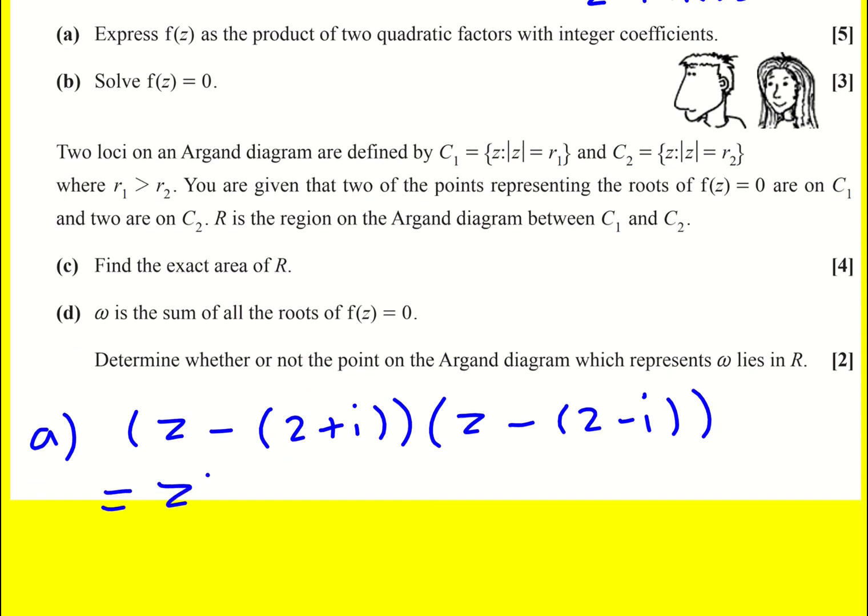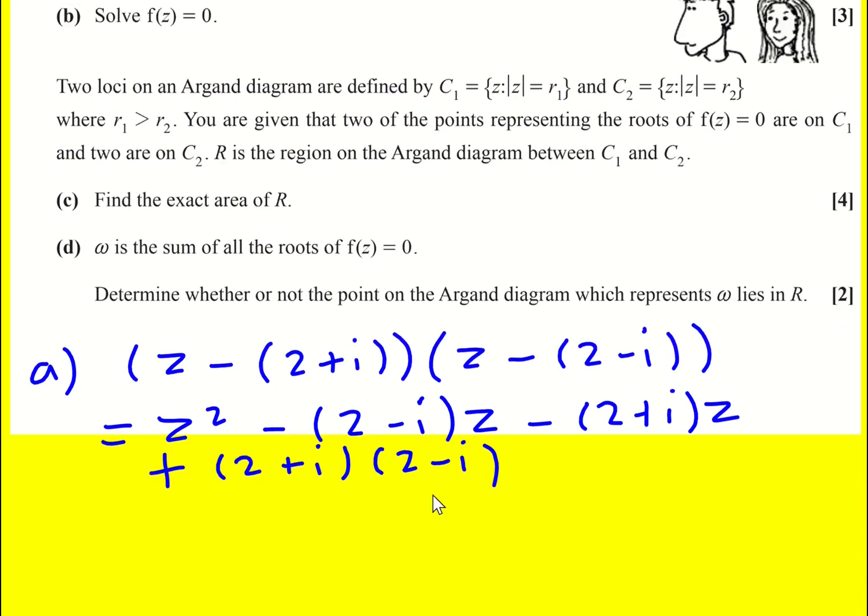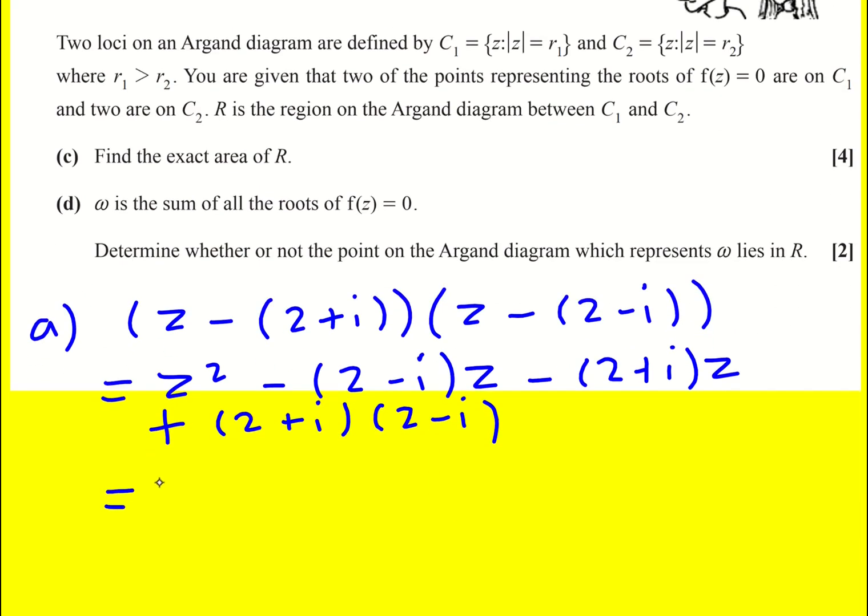I'm going to get z squared, cross multiplying, and I'm going to leave this inside the bracket. I think that will make life easier. I'm going to get (2 minus i) times z, then minus (2 plus i) times z. I'm just doing cross multiplying. And finally, I'm going to get plus, because there's a double negative, (2 plus i)(2 minus i). Okay, let's simplify this.